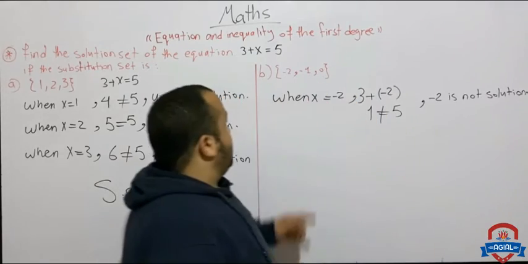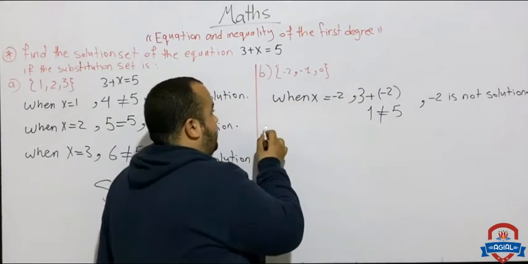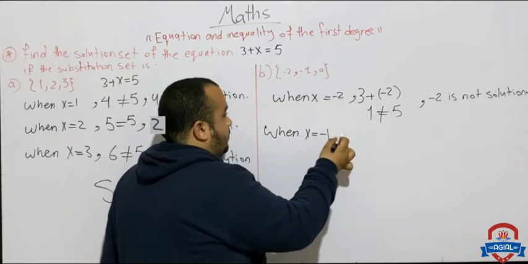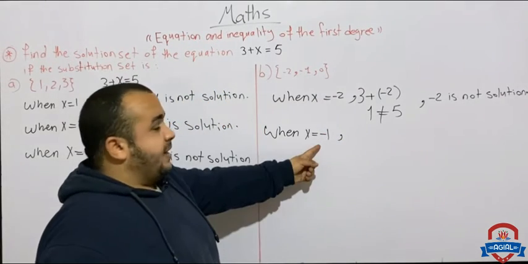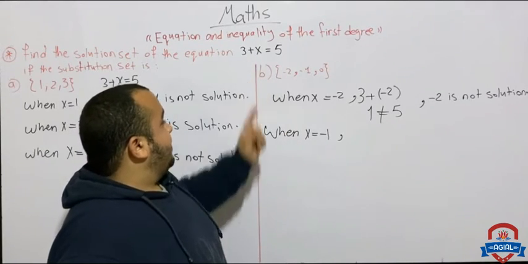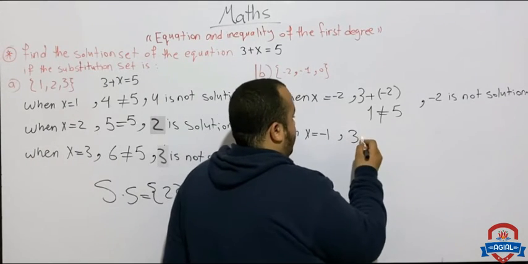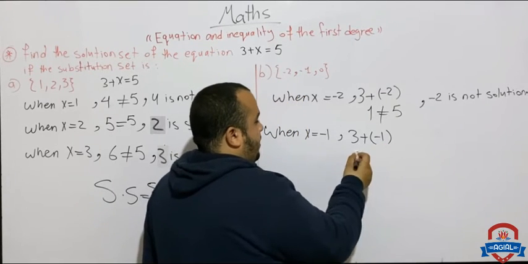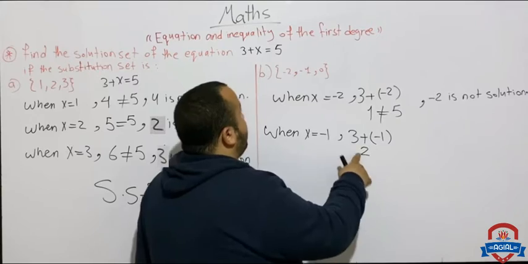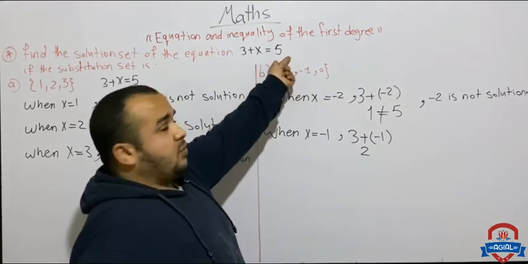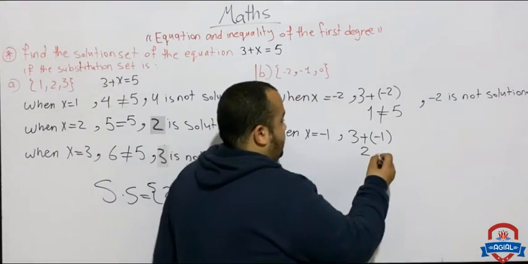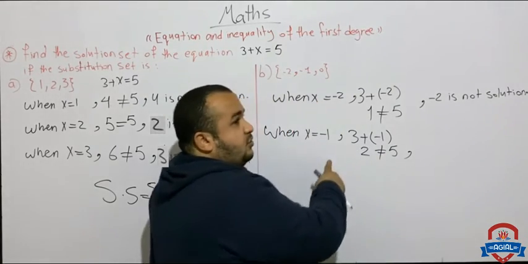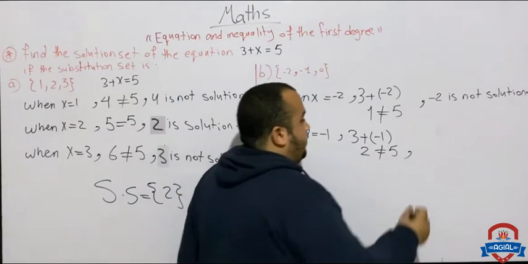And now, what about negative 1? When x equals negative 1, the left hand side equals 3 plus negative 1. 3 plus negative 1 equals 2. Then the left hand side is not equal to the right hand side. So negative 1 is not a solution for this equation.